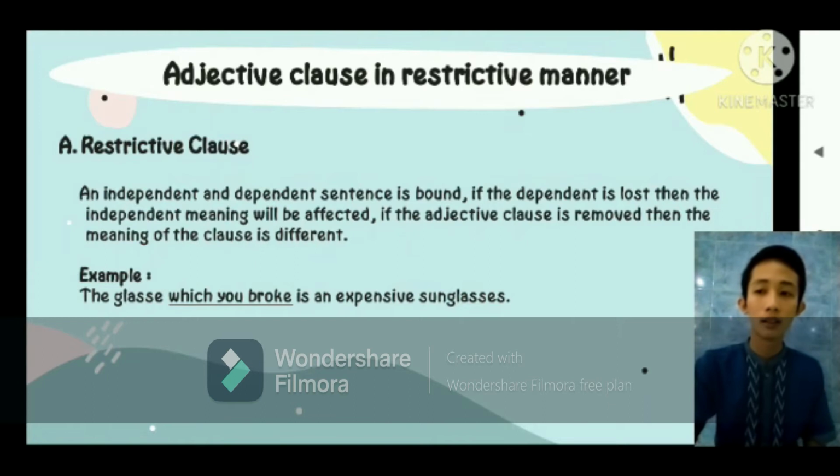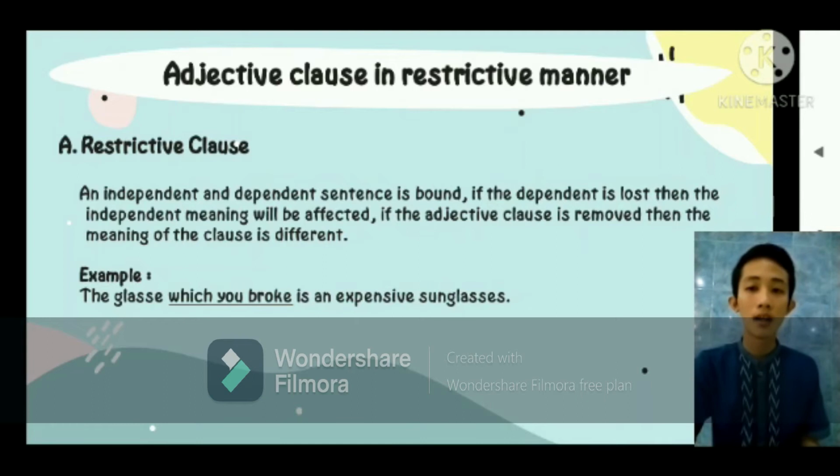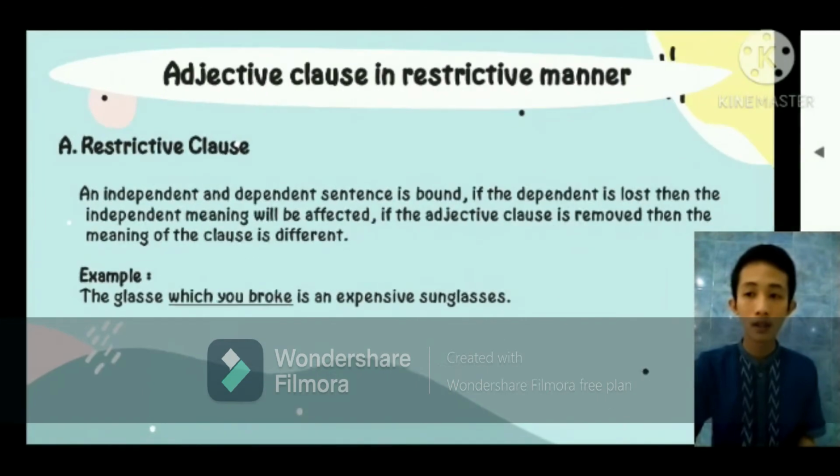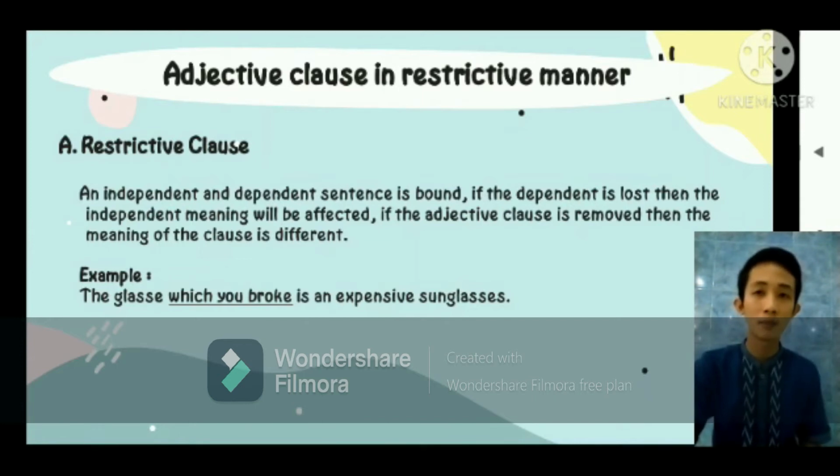Okay, next. Adjective clause in a restrictive manner. An independent and dependent sentence are bound. If the dependent clause is lost, then the independent clause's meaning will be affected. If the adjective clause is removed, then the meaning of the clause is different. So, in a restrictive clause, the existence of the adjective clause is really important.